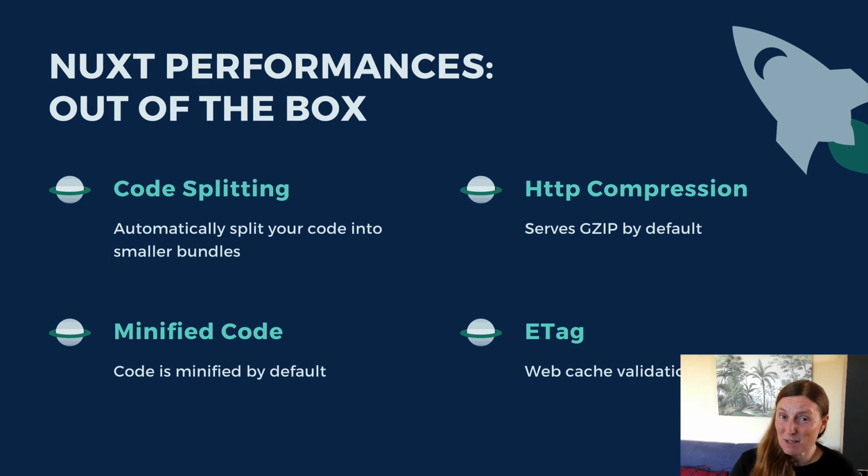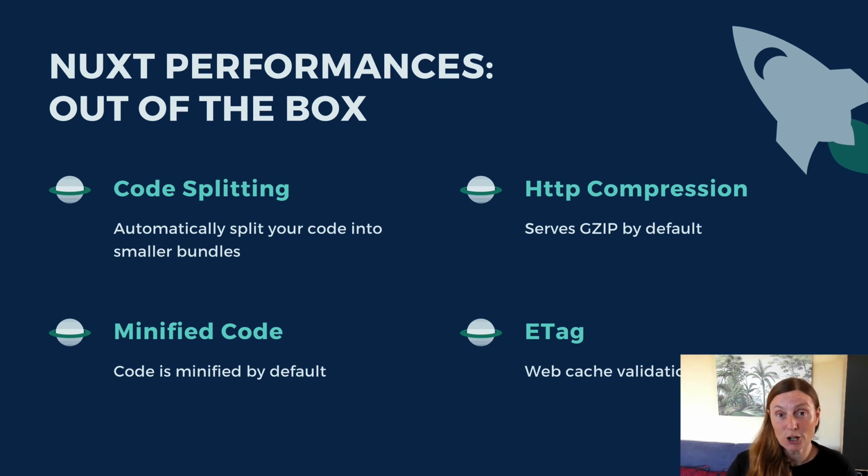Okay, so let's take a look at Nuxt performances that come out of the box. What does out of the box mean? It means you don't have to do anything to get this. It just works, right? It's great. It's like out of the box. So one of the things that Nuxt gives you is code splitting. So you automatically split your code into smaller bundles. And this is done for you. So you don't even have to think about it or worry about it, which is really, really cool.